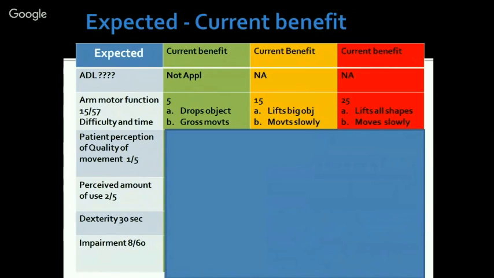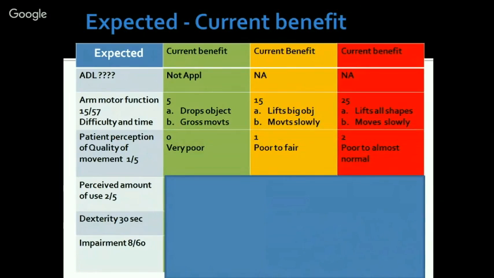But if the treatment you are currently giving at the end of 6 weeks is already producing a large improvement, of a magnitude of 25 on about 57 in the Action Research Arm Test, then this CIMT intervention may not be effective. On a similar note, if the patient's perception of the quality of movement is very poor at the end of your treatment, then you can apply. If it is improving from poor to fair, you can still think of applying CIMT. But if the improvement is from poor to almost normal at 75 percent, then if you try CIMT, it might not be more beneficial than what you are currently giving.